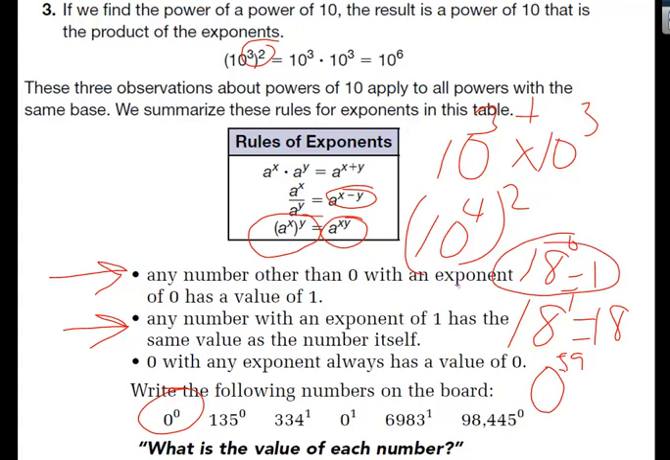334 to the 1 power is equal to itself, which is 334. 0 to the 1 power is equal to 0, because any number with an exponent of 1 has the same value. 6983 to the 1 power is equal to 6983. And 98,445 to the 0 power is equal to what? That is equal to 1, again, from the rule up here.